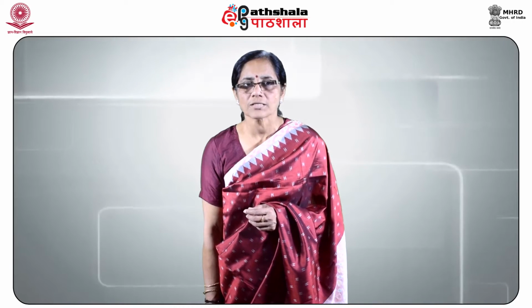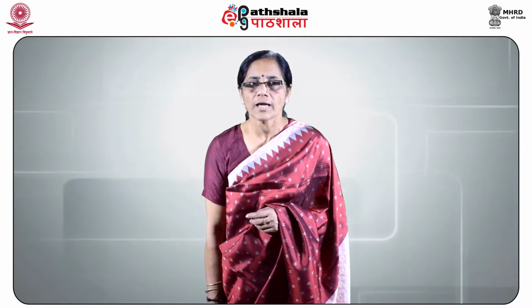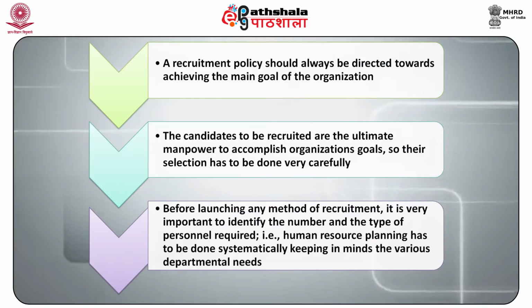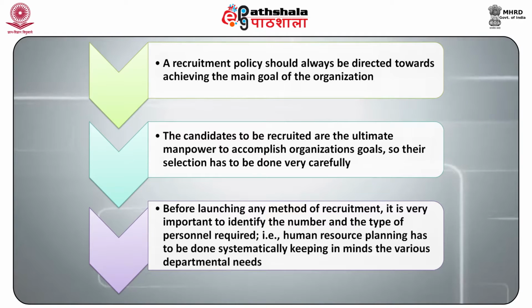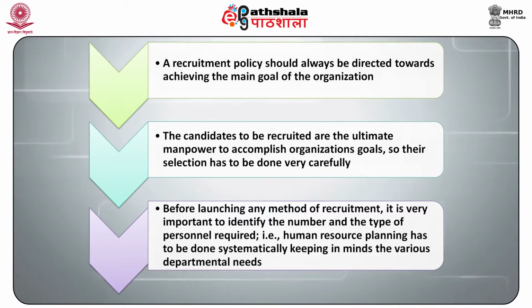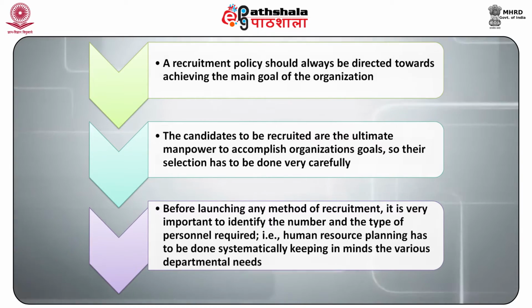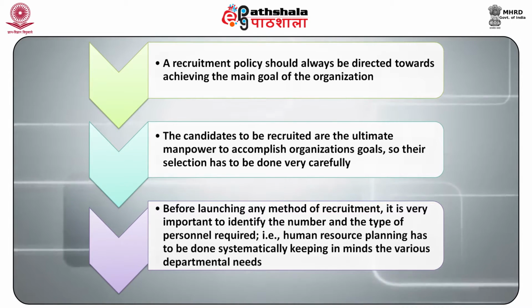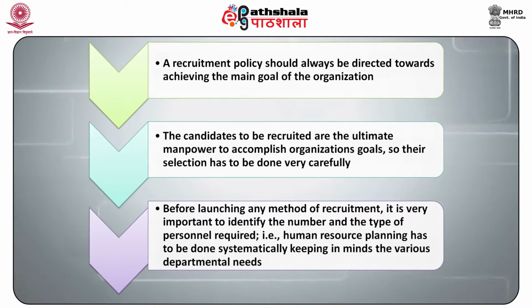Now we are going to understand the objectives of a good recruitment policy. The objectives of a good recruitment policy can be discussed like this. First, a recruitment policy should always be directed towards achieving the main goal of the organization. Next, the candidates to be recruited are the ultimate manpower to accomplish organizational goals, so their selection has to be done very carefully.